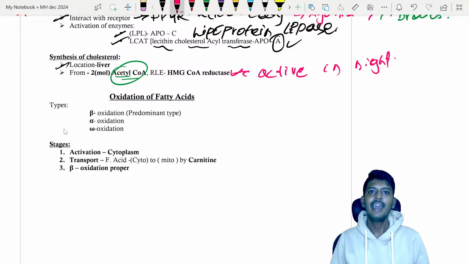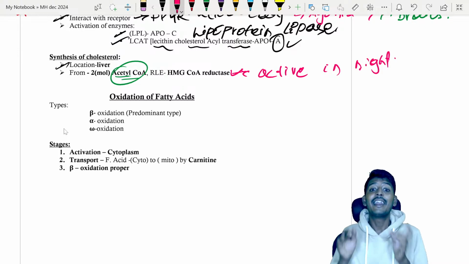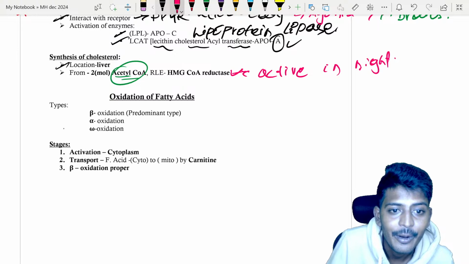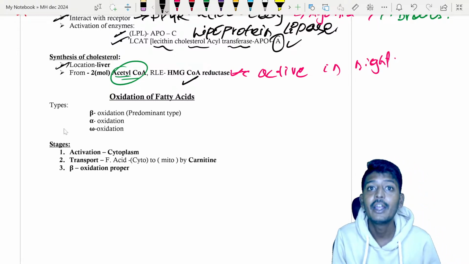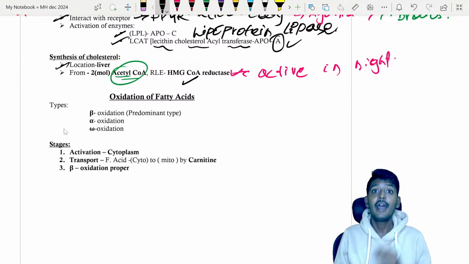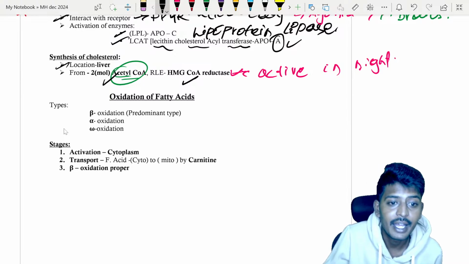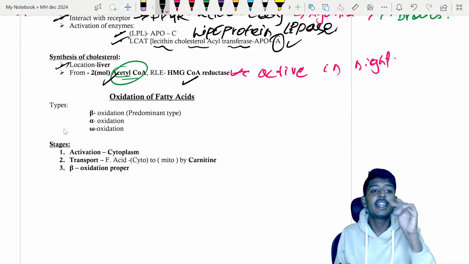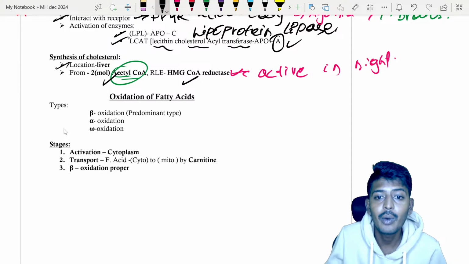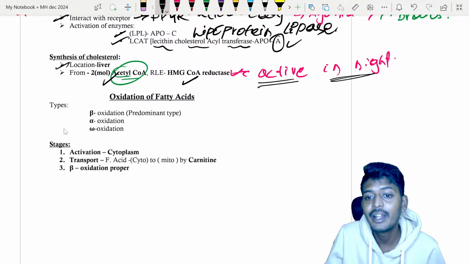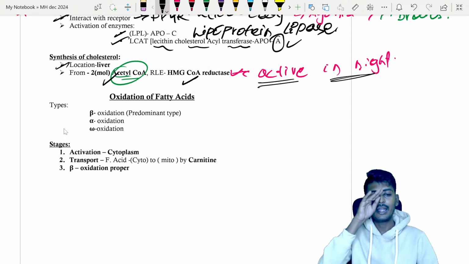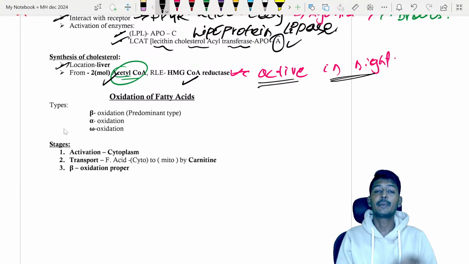So why do we advise that? Because in the night time, HMG CoA reductase is more active. So if you eat more sugar, that sugar will get converted into acetyl CoA. Now this acetyl CoA can enter into which pathway? Cholesterol synthesis. Why? Because the enzyme becomes active in the night, right? So that is why we are supposed to avoid food intake late in the evening.